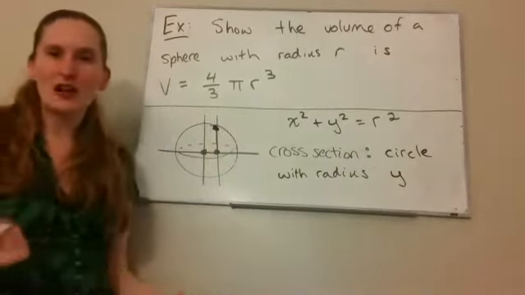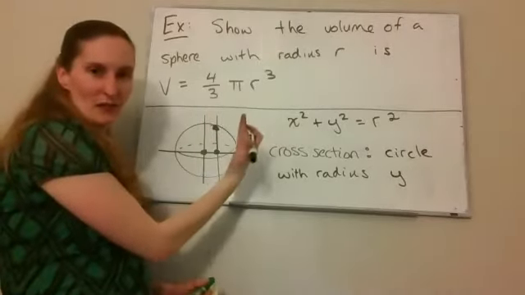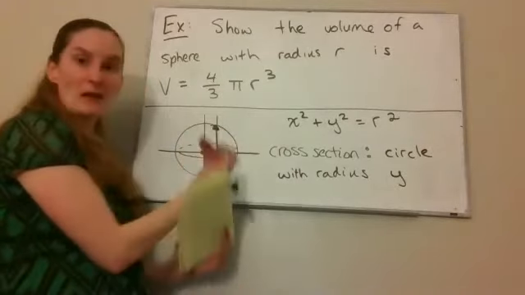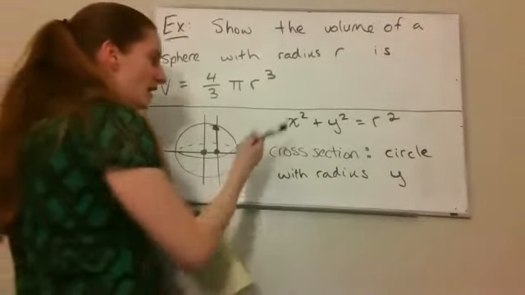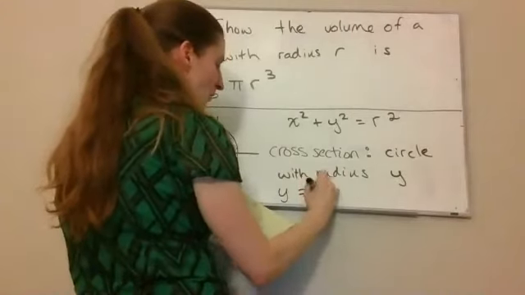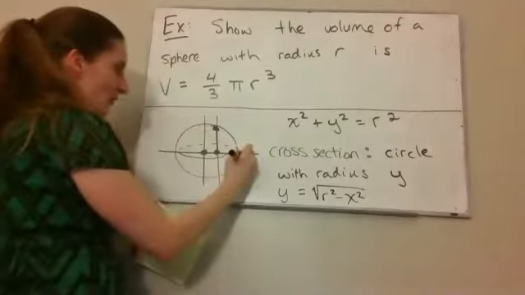Now this is a little hard to imagine because my circle is facing sideways here, so you can't really see it on this board. Remember, I'm slicing my sphere and opening it up. So my circle has a radius of y, and using this equation I can solve y is equal to the square root of r squared minus x squared.